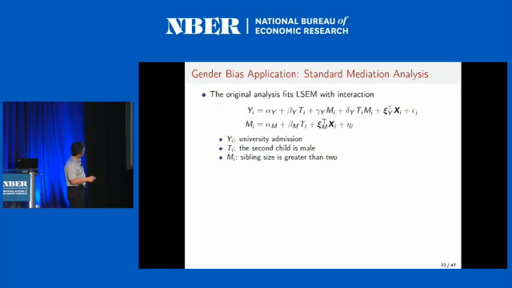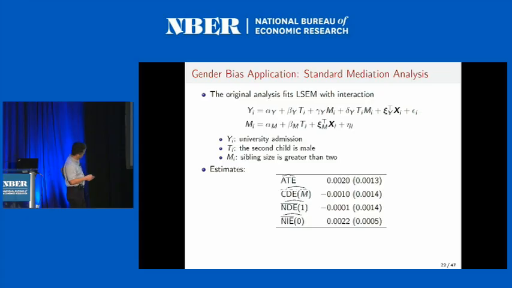So there's an interaction term here. The outcome is university admission, so it's a binary variable. The treatment is that the second child is a boy, and the mediator is the sibling size. They have different operationalizations, but the one I'm going to show you is whether they have an additional child after the second child.